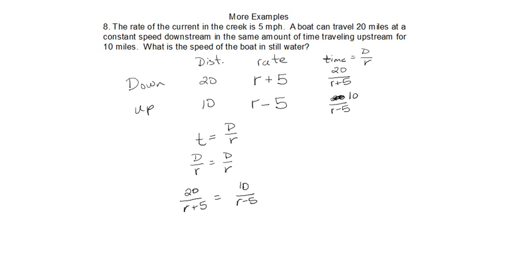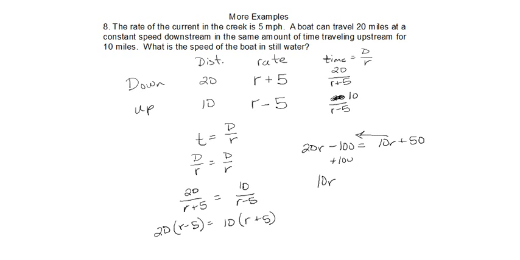So now we're going to cross multiply again to solve the equation. On the left we'll have 20 times r minus 5 equal to 10 times r plus 5. So we're going to have 20r minus 100 equal to 10r plus 50. Let's combine our like terms. Let's move our 10r to the left by subtracting 10r from each side. So we get 10r on the left side.